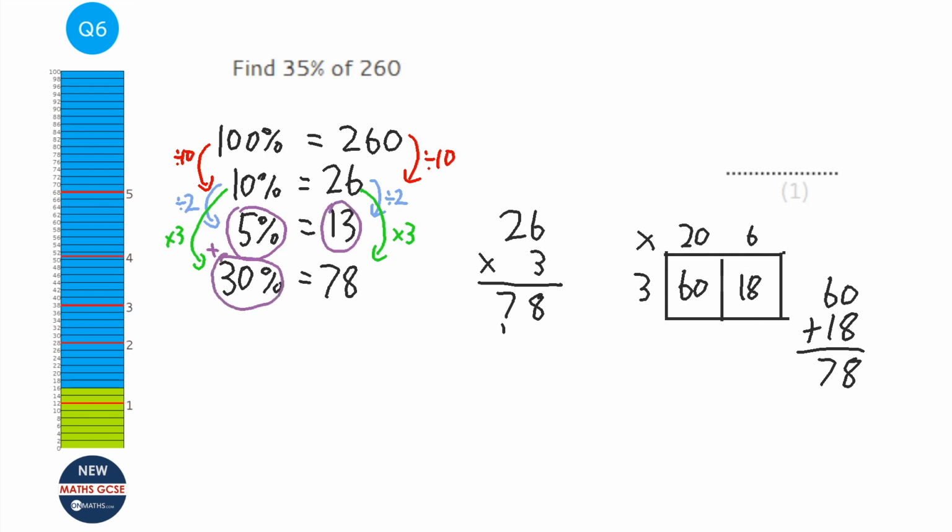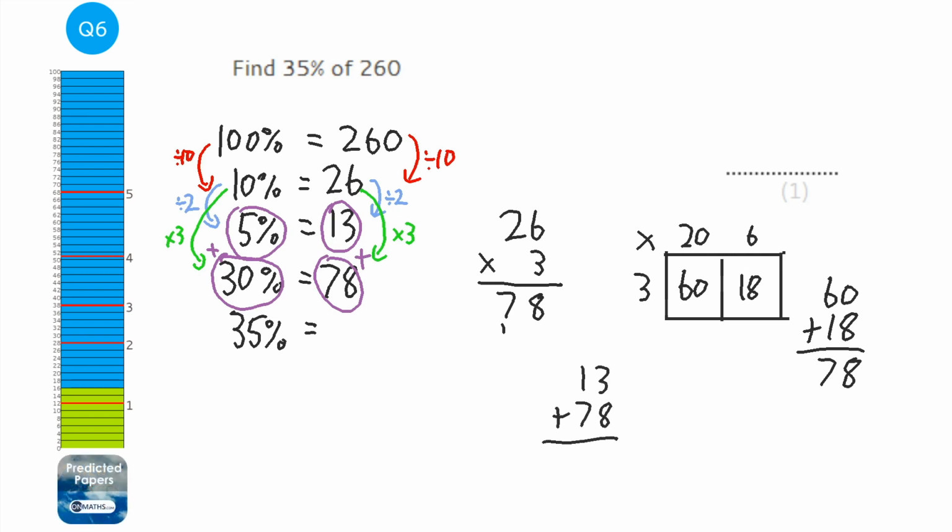Okay, so to get 35%, we need to add the 5% and the 30% together. So we need to add this amount and this amount, and that would give us 35%. So we need to do 13 plus 78. So 3 plus 8 is 11, so 1 and then 1 down here, 7, 8, 9, so it'd be 91. So our answer is going to be 91.